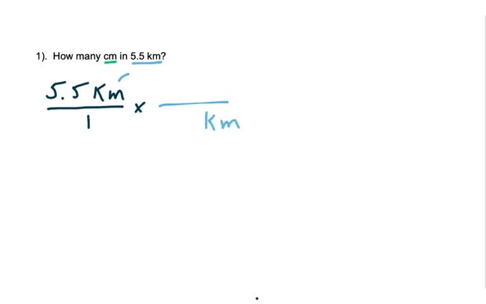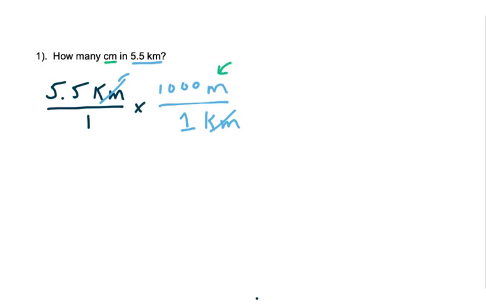Now I don't know how to go straight from kilometers to centimeters, so I'm going to go back to the base unit. And that's actually how all of the metric conversion charts are set up. So you look it up and you see that there are 1,000 meters in every 1 kilometer. Now we have kilometers in the numerator and the denominator, so you can cancel them out, and we are left with meters.